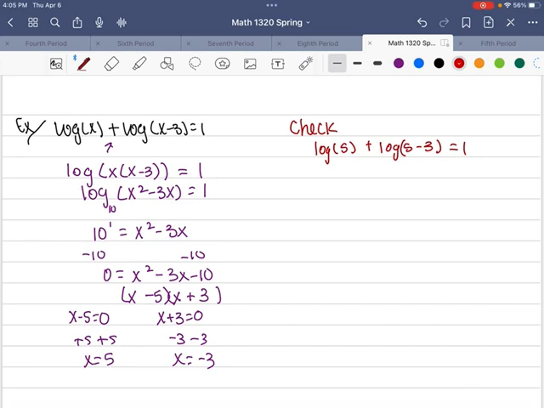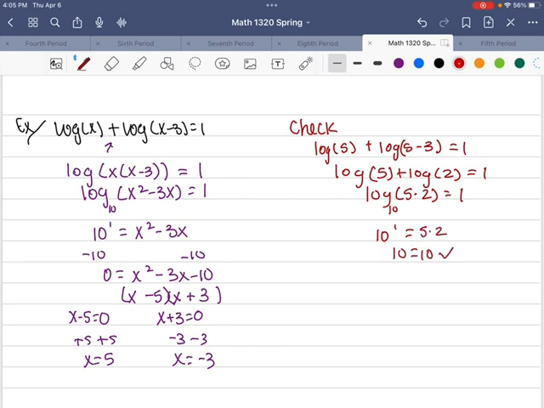And so that's going to get me log of 5 plus log of 2 equals 1. And then I can compress them to multiplication again. So 5 times 2, and then remember we can rewrite it, so we get 10 to the first power equals 5 times 2, which is 10, so that one works out. So x equals 5 is fine, but look at what happens whenever we check x equals negative 2.